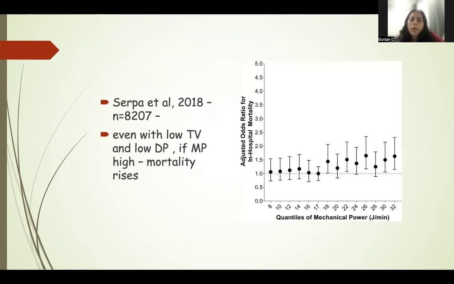Another study in 2018 said that even if you are giving a low tidal volume, less than 6 mL per kg, and a low driving pressure, less than 28 centimeters of water, if your mechanical power is higher, above 17, your mortality does increase. So a single factor of volume or pressure does not matter. It is a combination of all these factors. Even if you limit your volume, mechanical power is very important, and we need to put it into our practice to understand where we are going wrong or why our patients are not doing well.